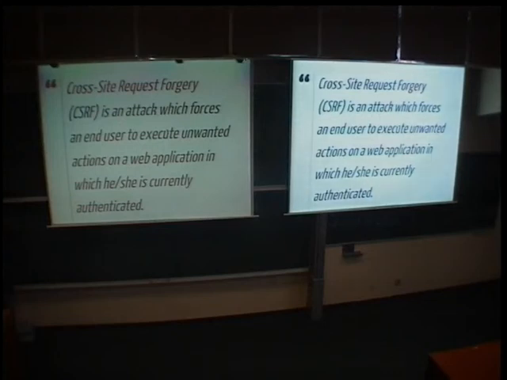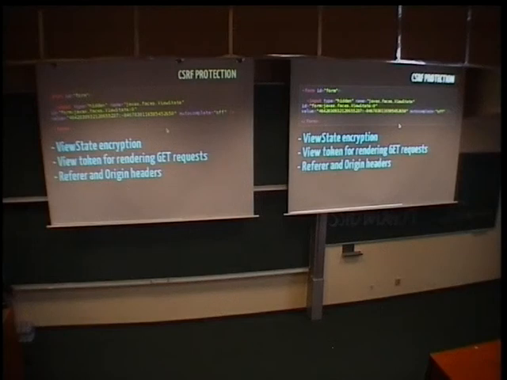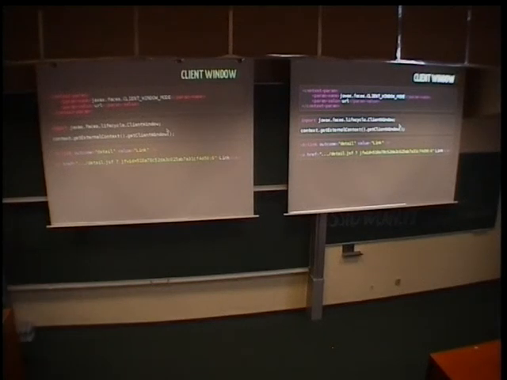Then JSF 2.2 provides more protection from cross-site request forgery. The thing is that JSF actually always did prevent it. However, now it is specified how the JSF implementation should behave so that it actually prevents it. So there is something like referrer and origin header inspection that makes sure that the request comes from the domain which is allowed, which is protected or maintained by you. And there is also a view token for securing GET requests.